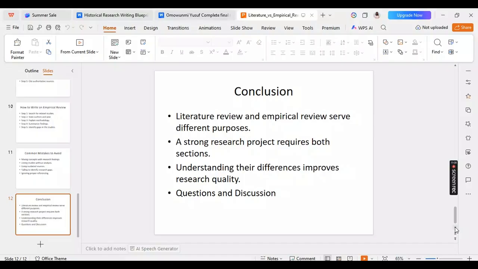Conclusion. Literature review and empirical review serve different purposes. Strong research projects require both sections. Yes, they require both sections. That's why you see master's work always requires both sections. So understanding their differences will improve your research quality, from the questions to the discussion. So that's that about that.